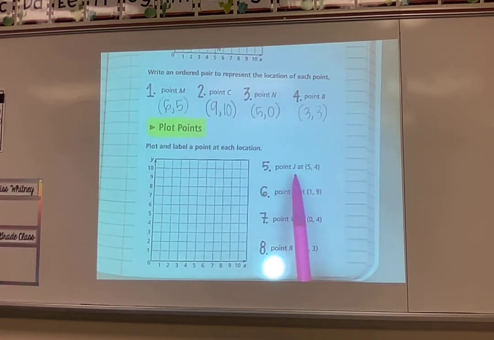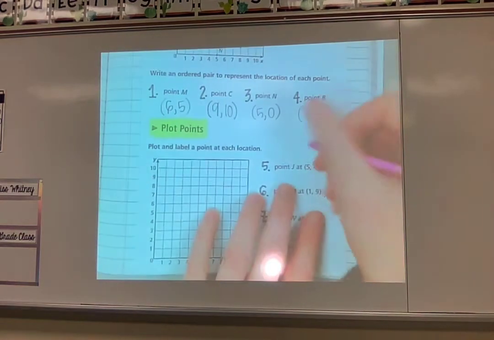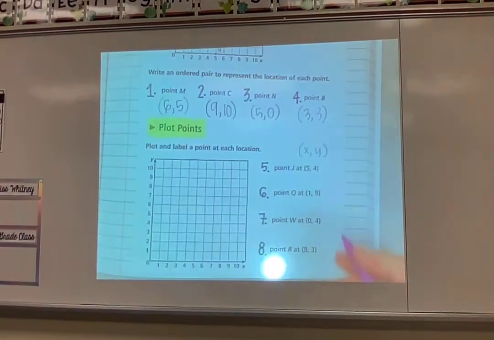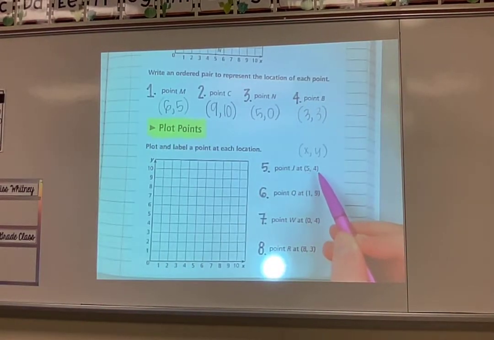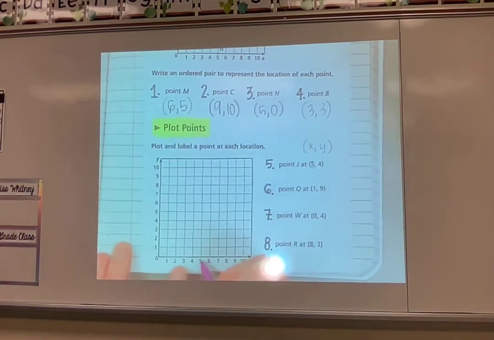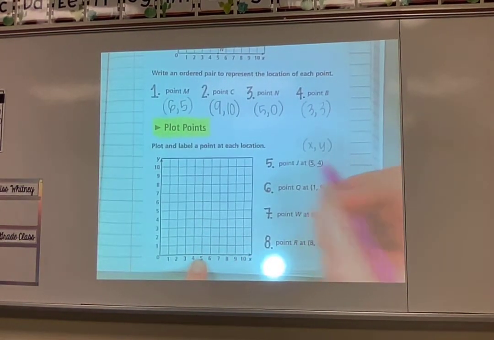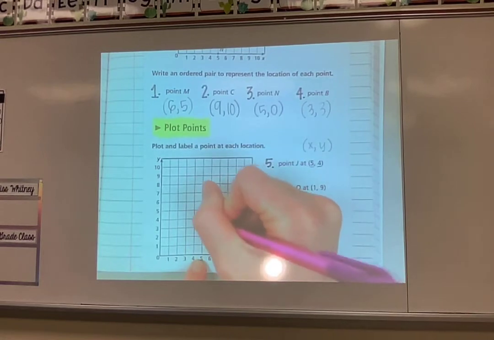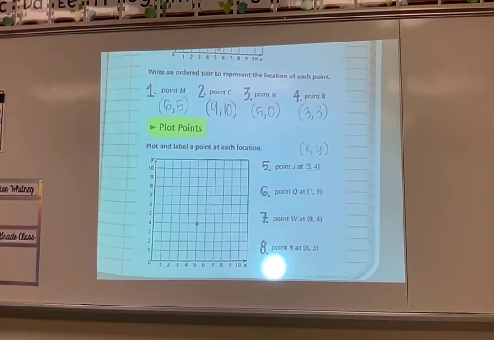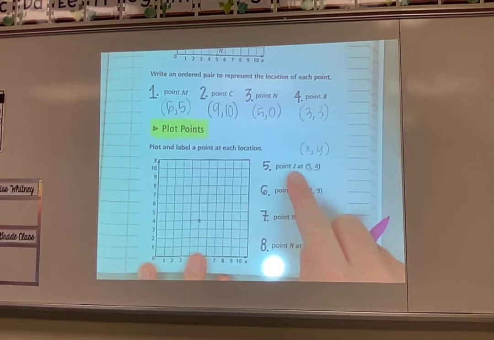It says point J at 5, 4. Remember, these go x, y. So first it gives me my x coordinate and then my y. So I know I need to go across 5 and then up 4. So I would put my point right there. And then I have to label my point so that I know which one it is. It said this needs to be point J.